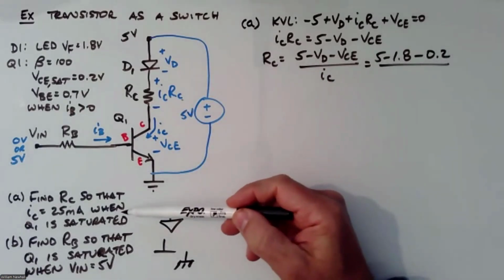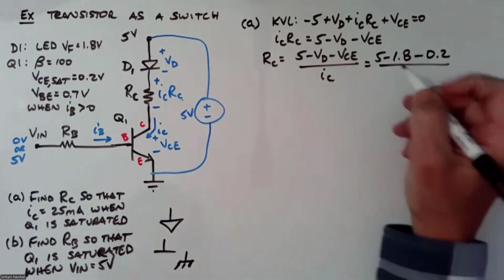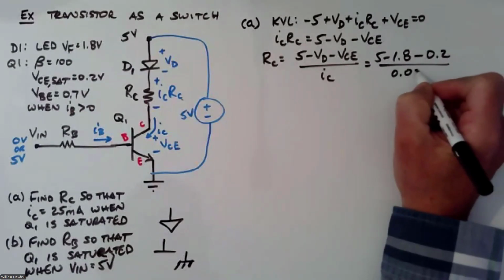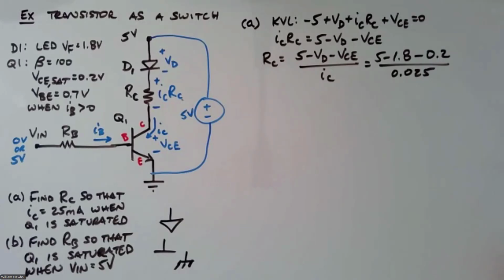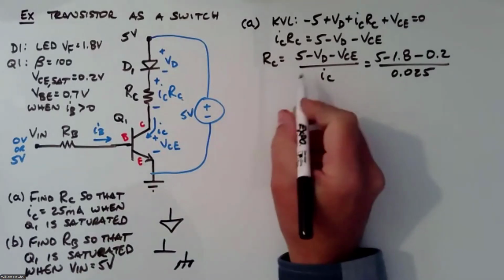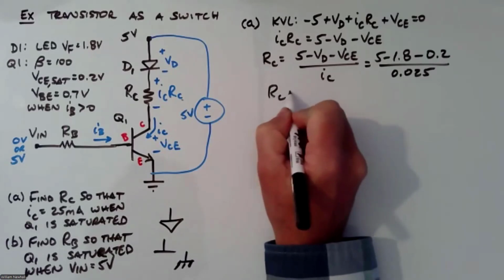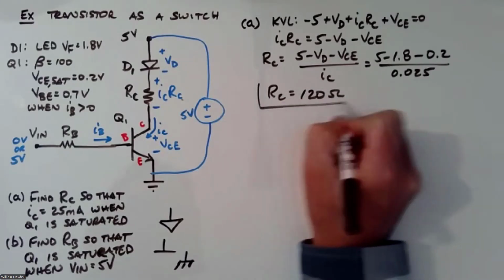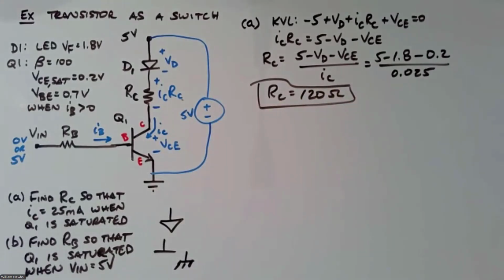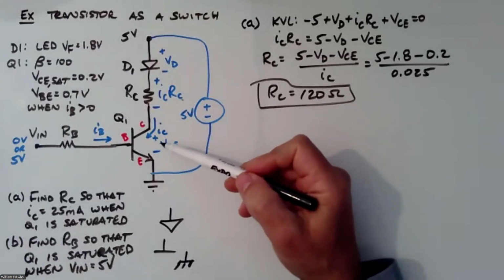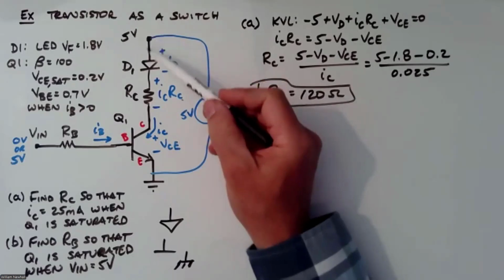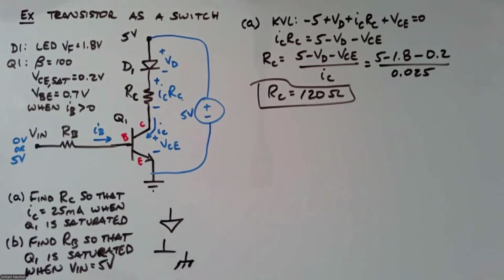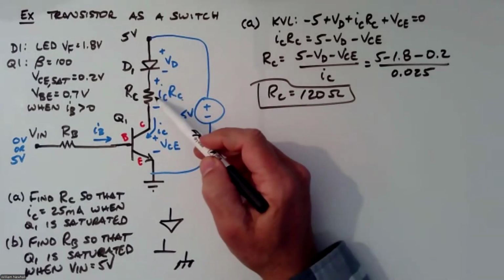Well, we want 25 milliamps flowing through that diode, equivalently into the collector. So 25 milliamps. Let's see, that works out to be RC equals 120 ohms. So if I saturate this transistor and I have 5 volts up here, I will have 25 milliamps flowing through that diode if I use a 120 ohm resistor RC.